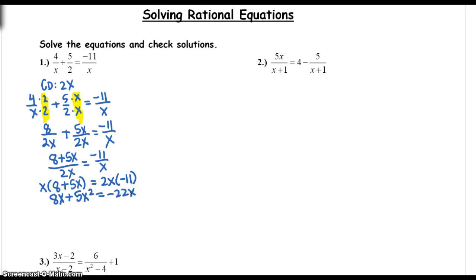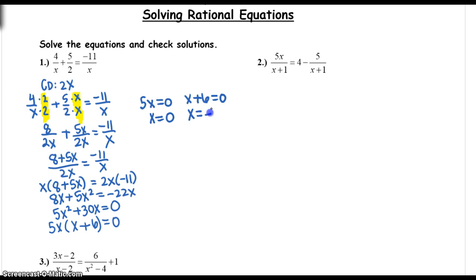I would probably get all of my x's on the left-hand side, and I'm going to rearrange this a little bit. So I have 5x squared, and then 8x plus 22x is going to be 30x. The next thing I would do is factor. Now I don't have three terms here, so what I'm going to do is pull out a GCF. So 5x is our GCF, and if we divide both terms by 5x, we'll have x plus 6 left over. Now using the zero product property, I can set 5x equal to 0 and solve, and I can set x plus 6 equal to 0 and solve. And when I solve, I get 0 and I get negative 6.